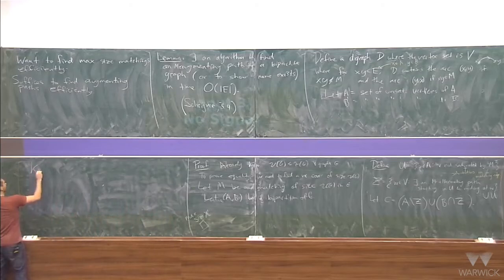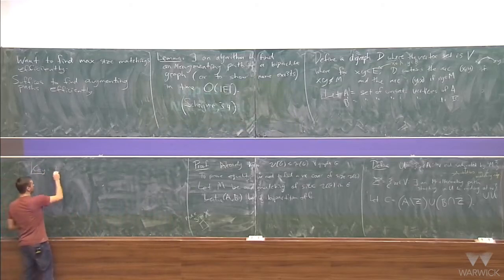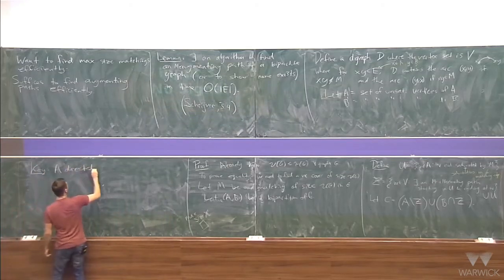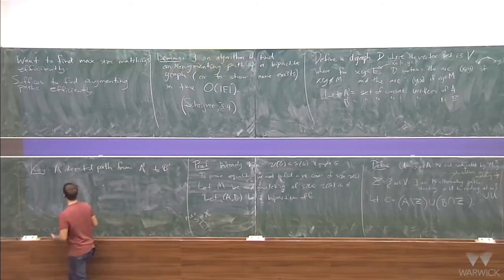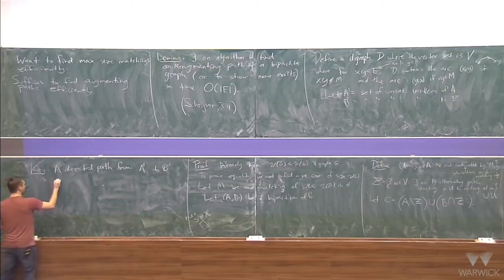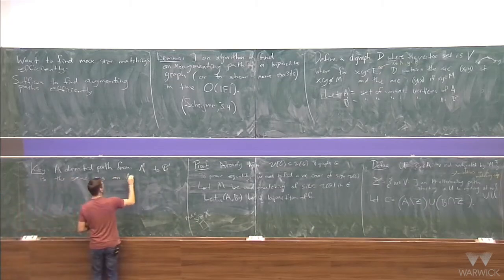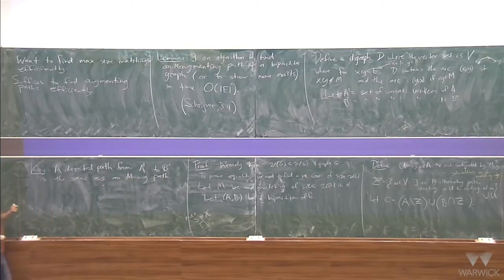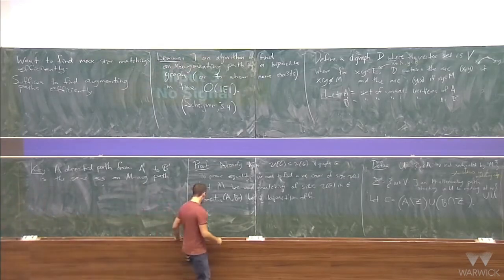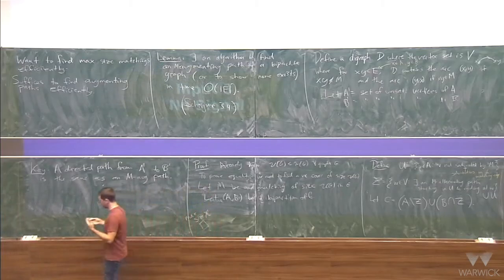Okay, so the key observation is that a directed path from somewhere in A prime to B prime is exactly equivalent to an M augmenting path. Right? So if you have such a directed path, you can check it's going to be augmenting, and vice versa. If you have an augmenting path, it's going to give you a directed path in this graph, or digraph. Okay, so basically all we have to do is use an algorithm. We just need to be able to check, is there a directed path from A prime to B prime?